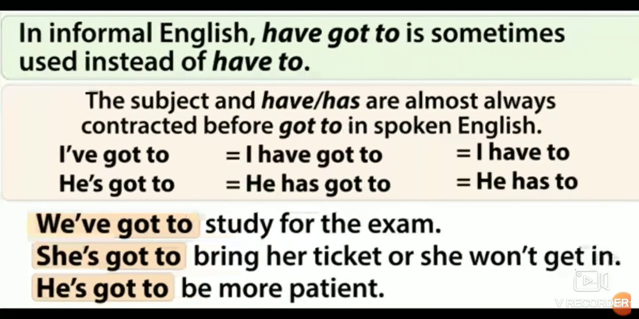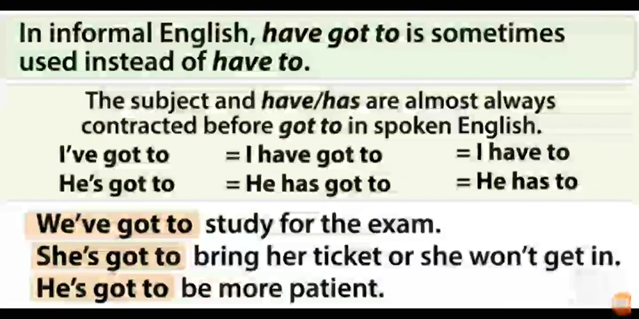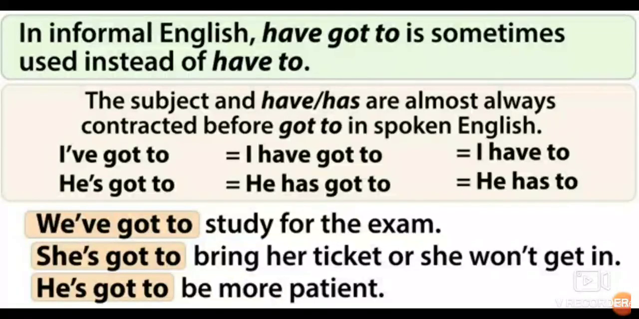Okay. Getting all of you children? Now see, I have got to, I have to. He has got to, he has to. We have got to study for the exam. She has got to bring a ticket or she won't get in. He has got to be more patient.